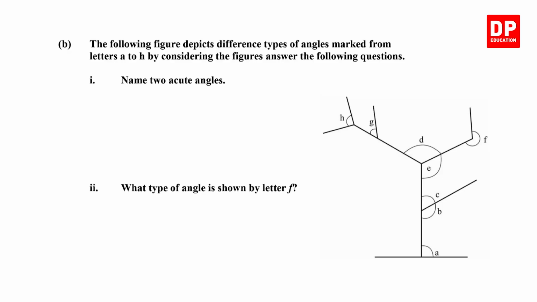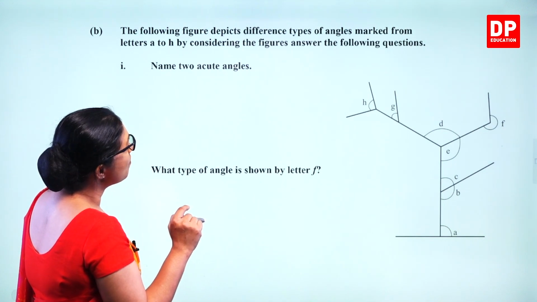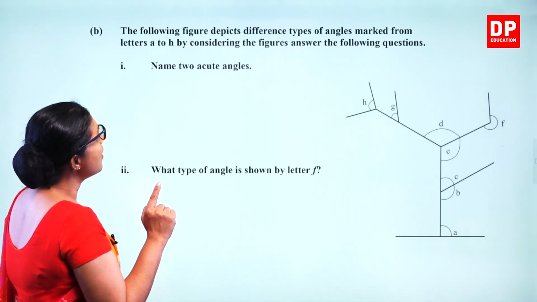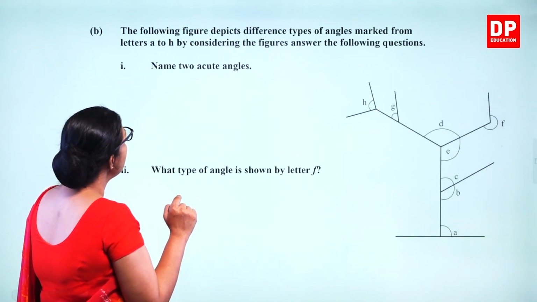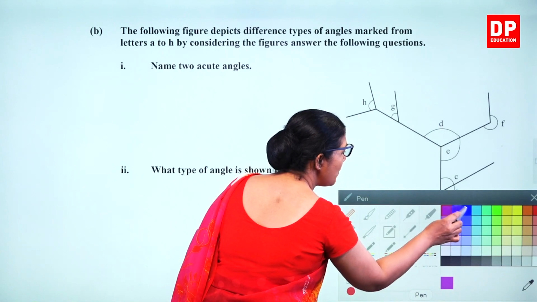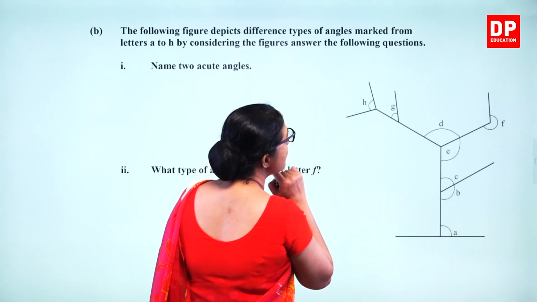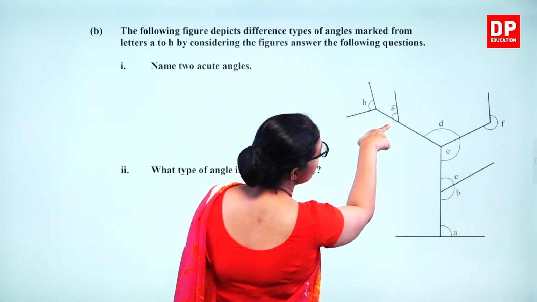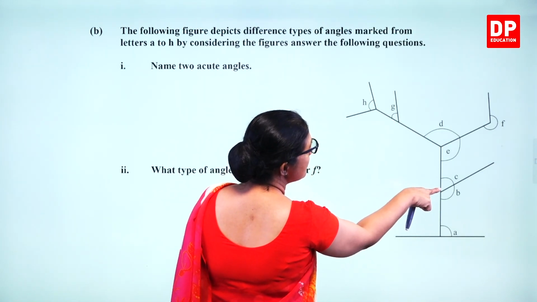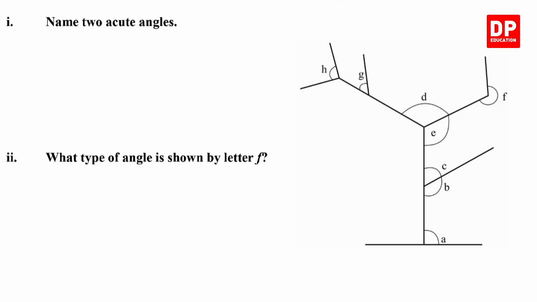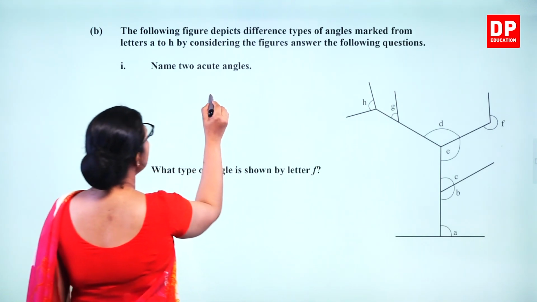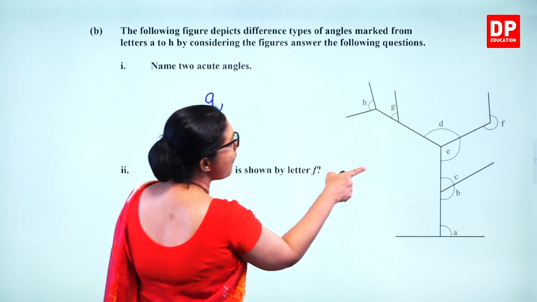The following figure depicts different types of angles marked from letters A to H. By considering the figures, answer the following questions. Name 2 acute angles. Acute means less than 90 degrees. So here G is an acute. C is also acute. And what about this one? This looks like 90 degrees. So we can definitely write G and C.